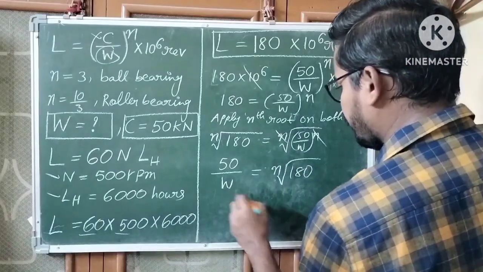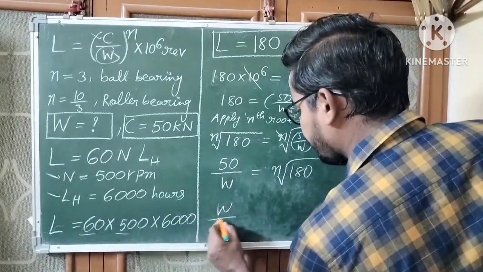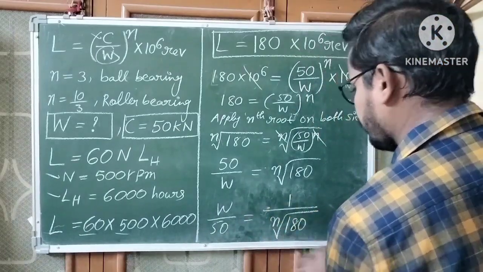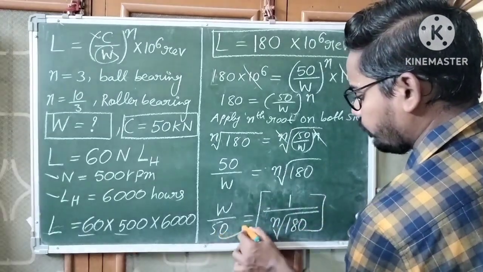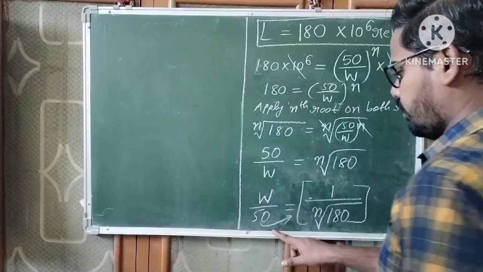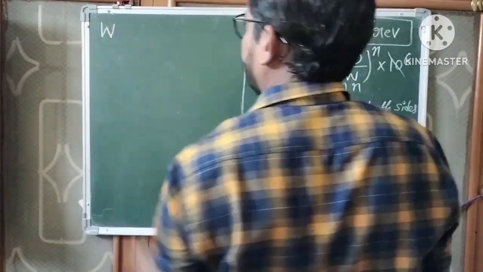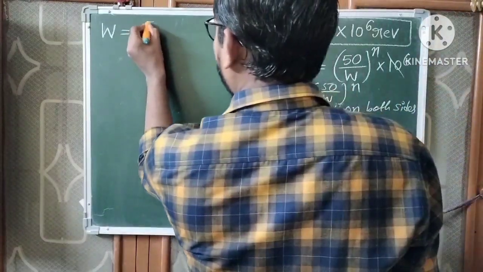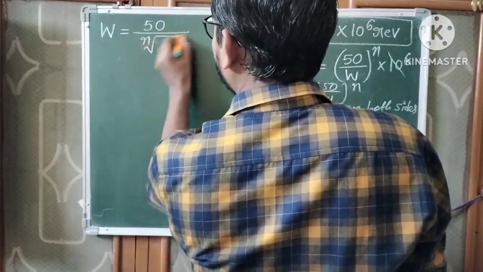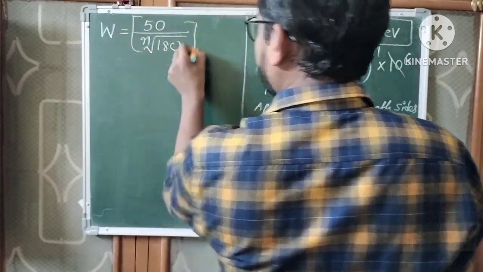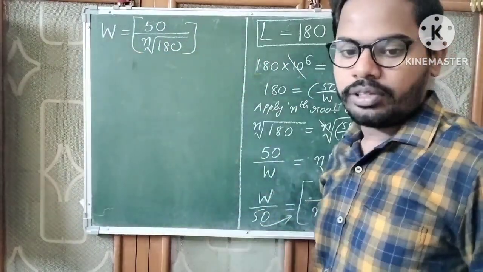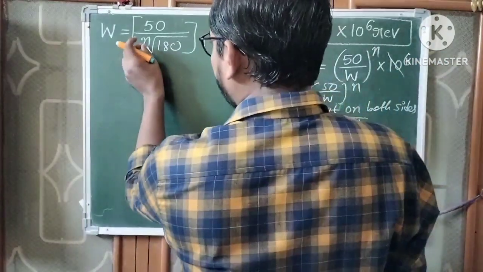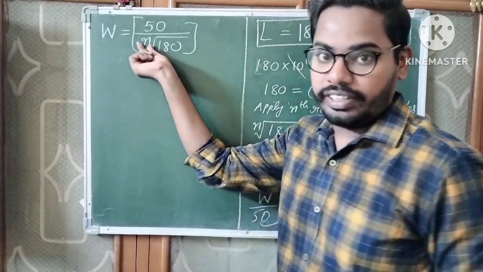We need W, so take the reciprocal. W by 50 is equal to 1 by the nth root of 180. Next, transpose 50, because we need only W. Division becomes multiplication, so W is equal to 50 by the nth root of 180. Here W is called the equivalent dynamic load. First of all, we should know the value of n.